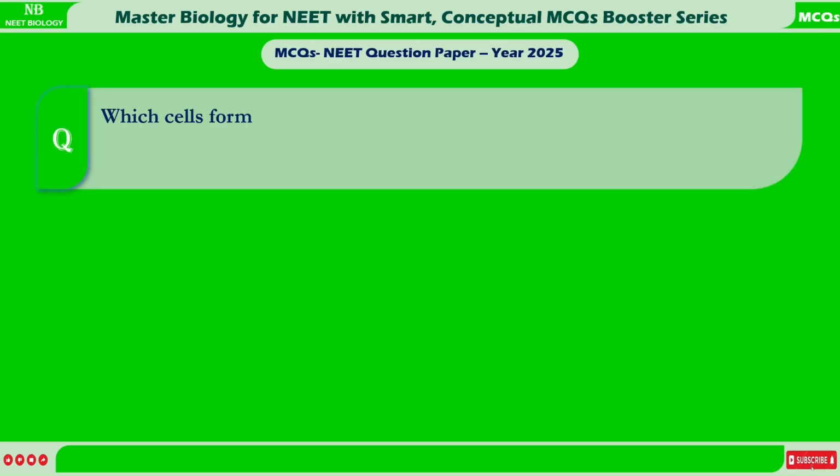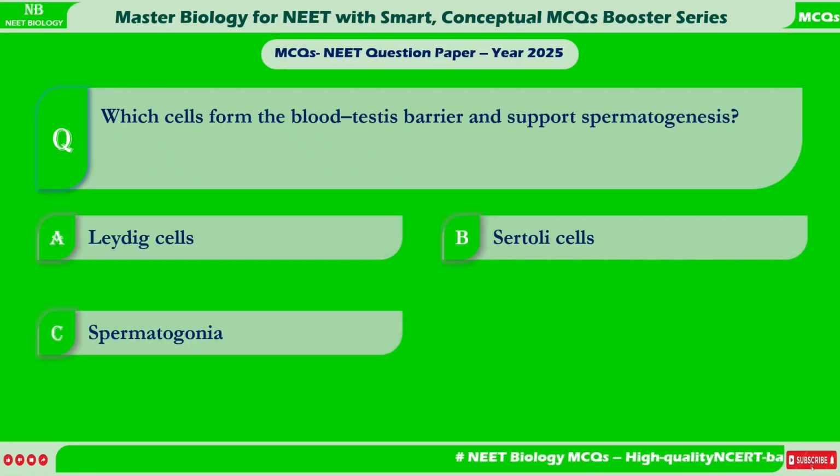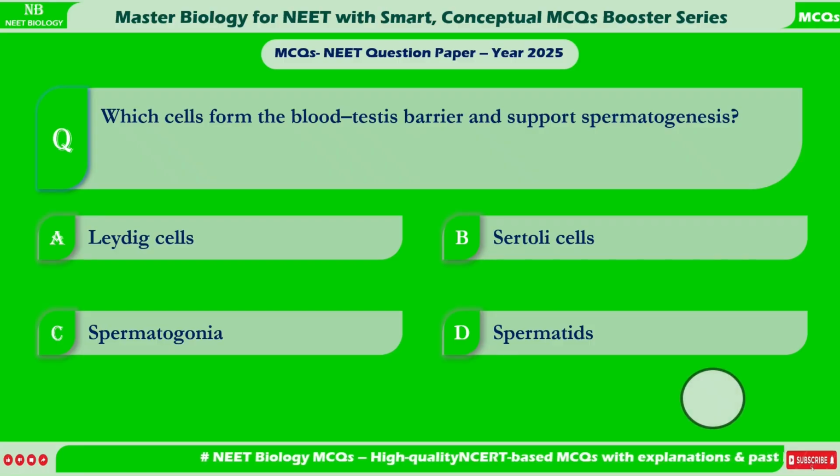Which cells form the blood-testis barrier and support spermatogenesis? A. Leydig cells, B. Sertoli cells, C. Spermatogonia, D. Spermatids.